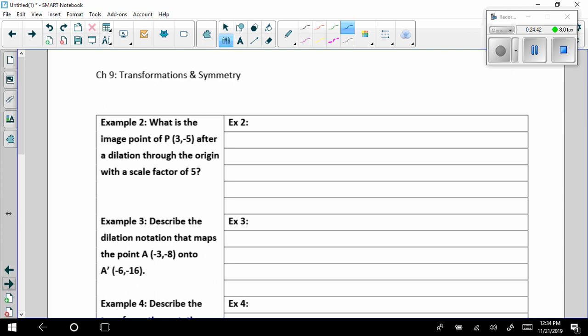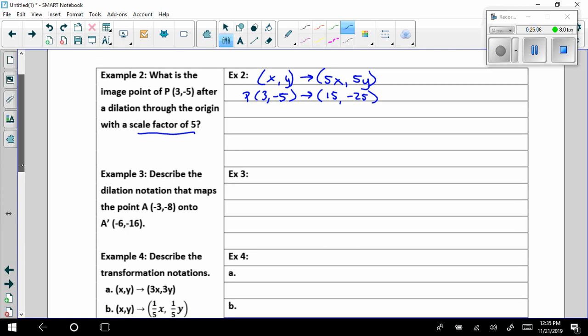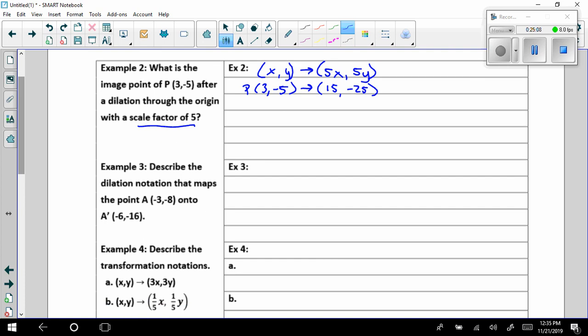All right. So again, X, Y, scale factor of 5, so 5 times X, 5 times Y. So if P is at 3, -5 as your XY, you're just going to multiply each of those by 5. So 15, negative 25. Not more complicated than that. Scale factor is probably one of the easier ones, especially since you've already done it before.